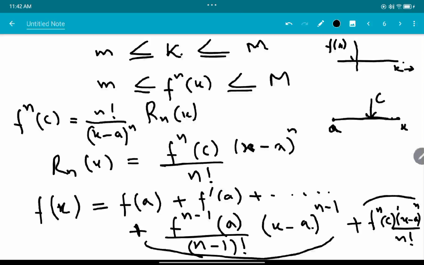I took one more term after this and treated that as the last term. Whatever is now left is not to be denoted by f and c. Now it is f^(n+1)(c) (x minus a) raised to n divided by n factorial.